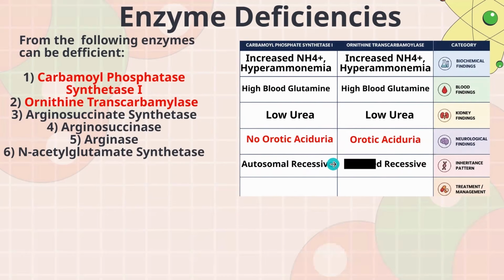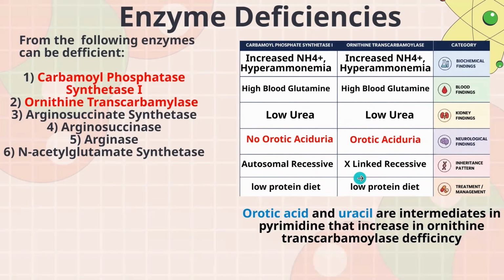So here we have autosomal recessive, and here it's X-linked recessive, and to treat it, you have to have a low protein diet for both of them, because low protein doesn't stimulate urea. So this is what I want to talk about. Orotic acid and uracil are intermediates in the pyrimidine.